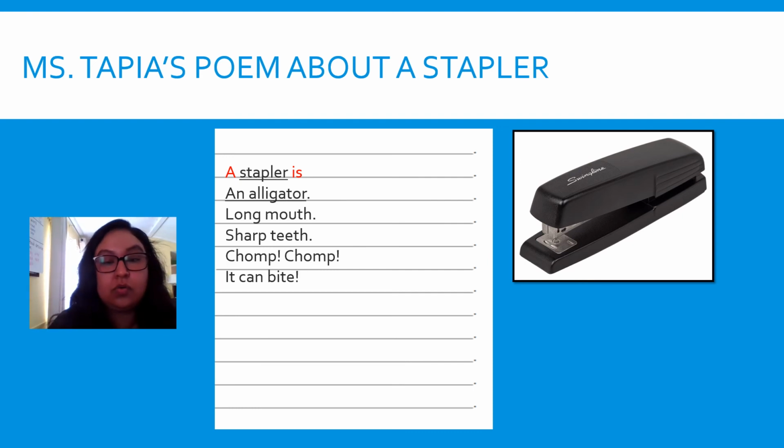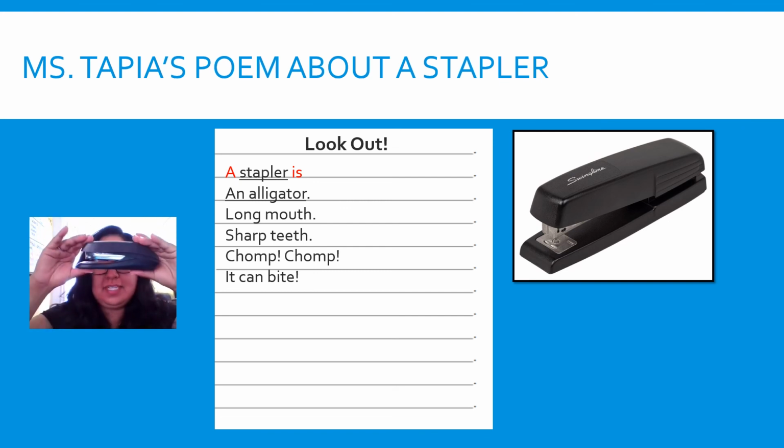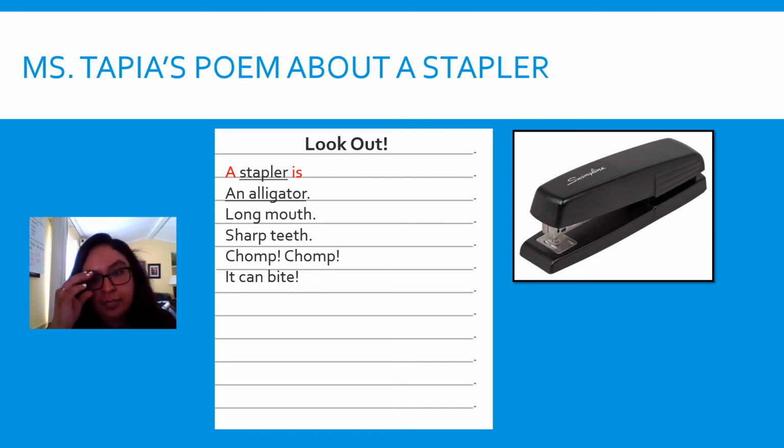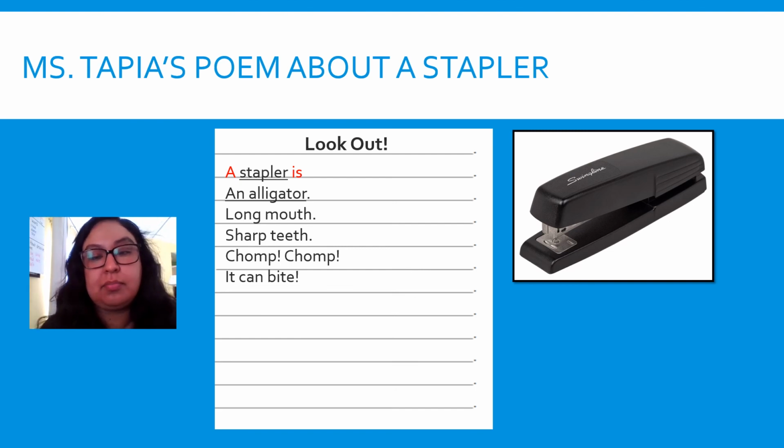Now I'm going to also think about rereading my poem to make sure it makes sense to what I'm comparing. A stapler is an alligator. Long mouth, sharp teeth, chomp, chomp. I'm using some onomatopoeia in there. And it can bite. I think that I'm missing one thing about my poem, and that is my title. And I'm going to name this "Look Out," because I'm talking about my stapler being an alligator, right? We have to look out for alligators. So, "Look Out" is the title of my poem. A stapler is an alligator, long mouth, sharp teeth, chomp, chomp. It can bite. I think that I am happy with my poem. I used my ideas and things about the questions that I thought about to build my poem to compare my stapler with another thing, which is an alligator.